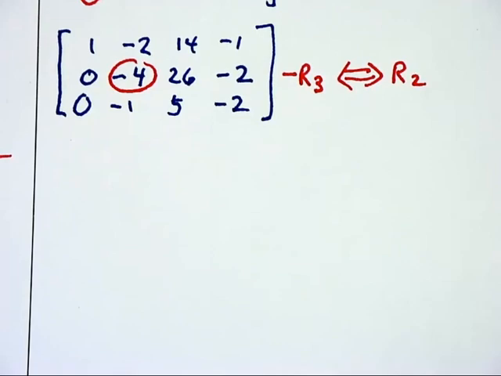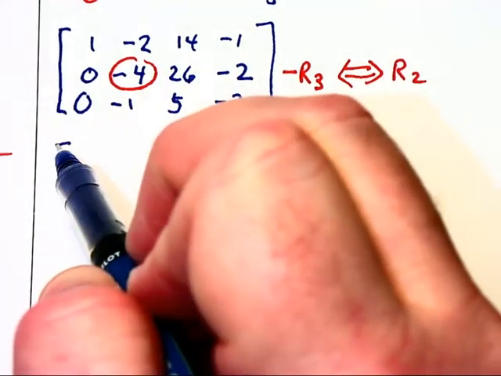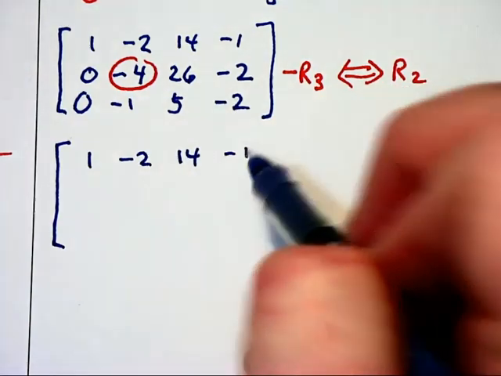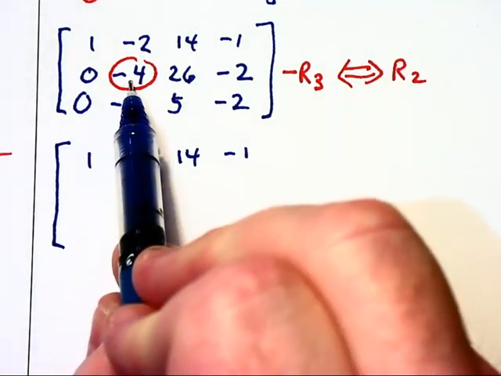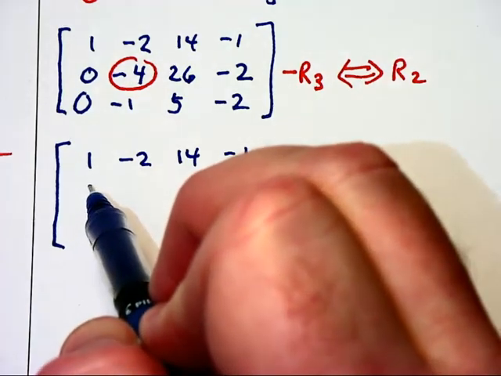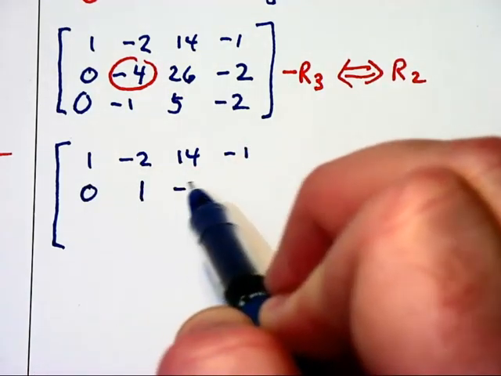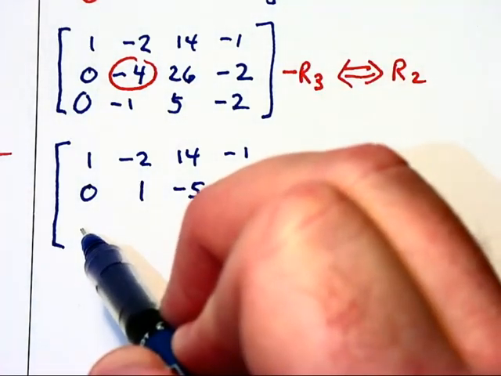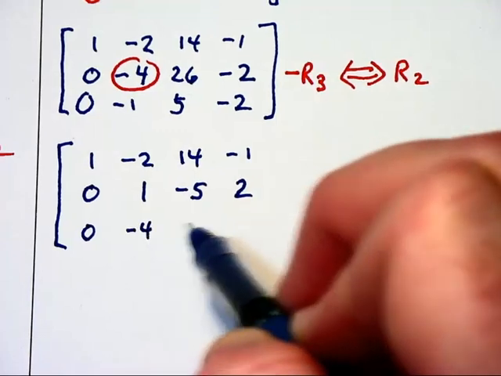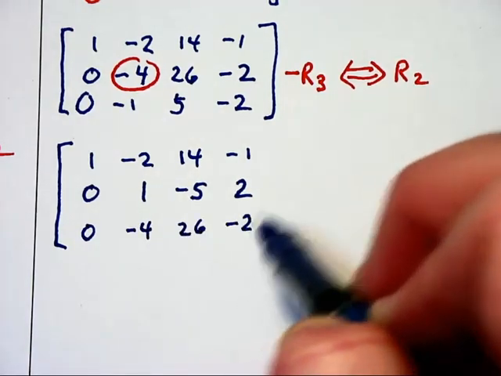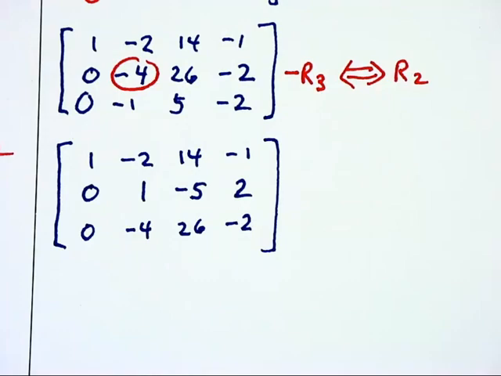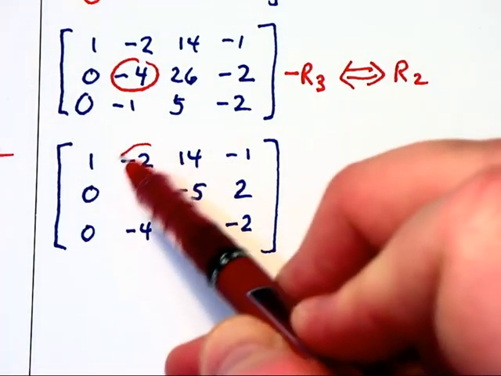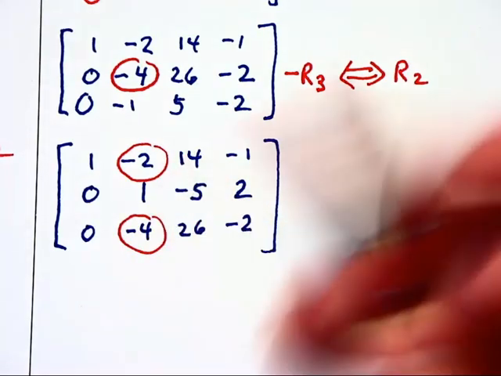Let me slide that up a little bit. Here we go. The top row is going to stay 1, -2, 14, -1. The third row will become the second row with the signs changed. So 0, 1, -5, and 2. And the second row is just going to move down 0, -4, 26, -2. Okay, now that I have the 1 where I want it in the second row, second column, I need to get zeros above and below it.